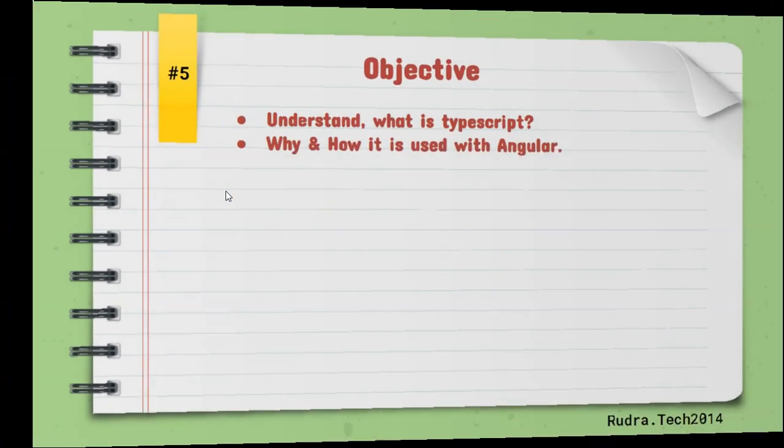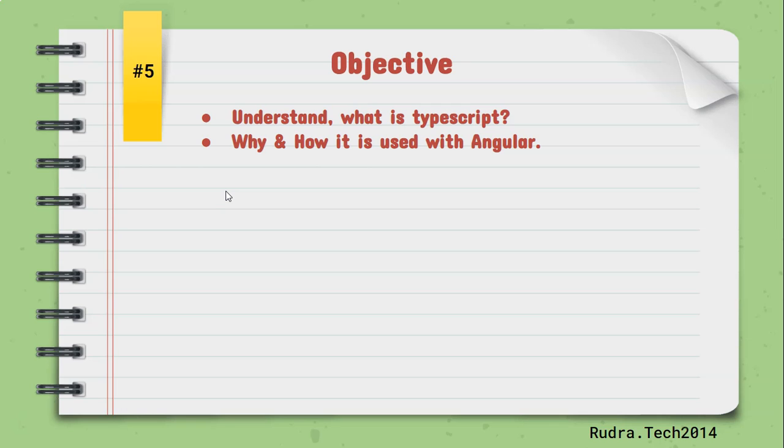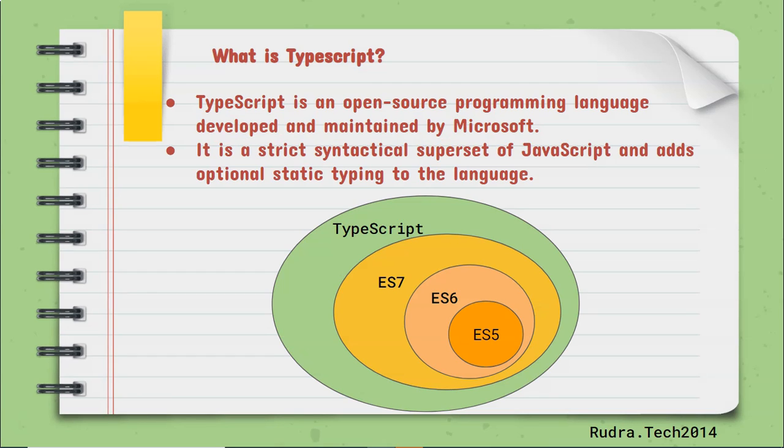Objective of this video is to understand what is TypeScript and why and how it is used with Angular. Well, TypeScript is an open source programming language developed and maintained by Microsoft. It is a strict syntactical superset of JavaScript and adds optional static typing to the language. When we say TypeScript is a superset of JavaScript, it means that it includes the features of JavaScript and it adds its own as well.